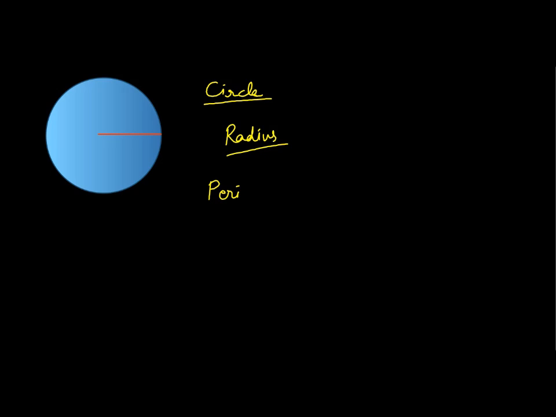Perimeter will be named as circumference in this case. For circles, we do not use the word perimeter, we use the word circumference. But it has the same meaning. A circumference or perimeter, both these words have the same meaning, that is the total length of the boundary. So we will be finding two things in this: circumference and then area.